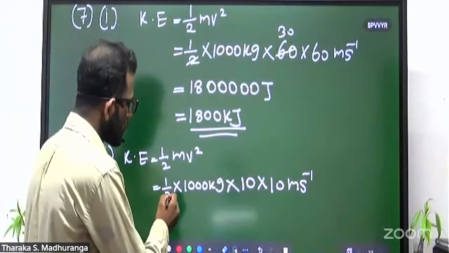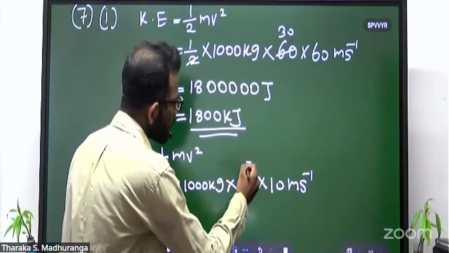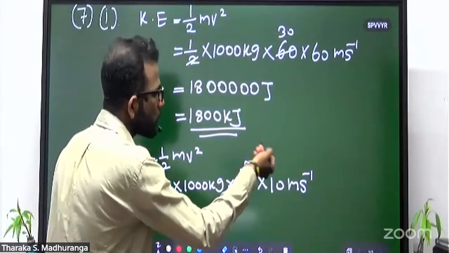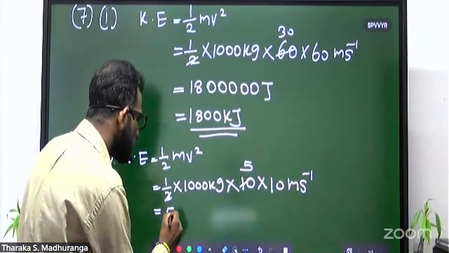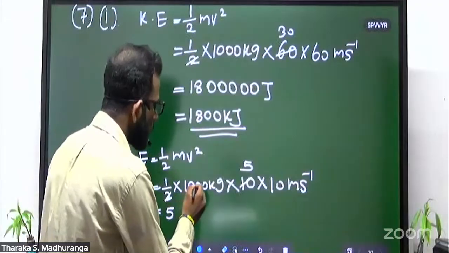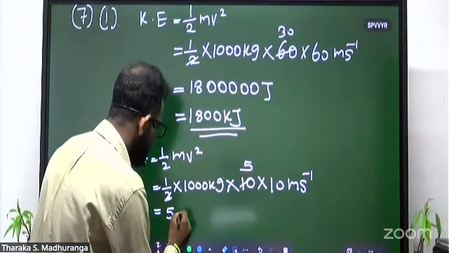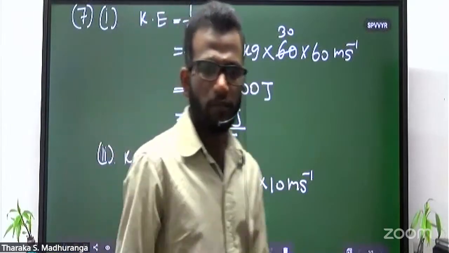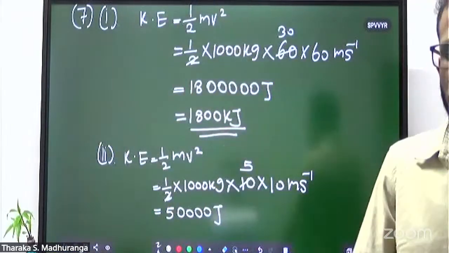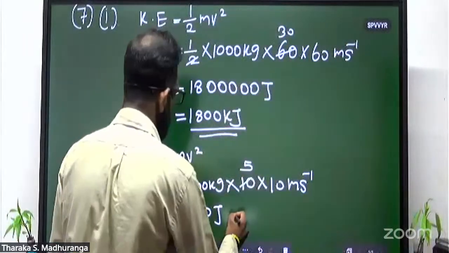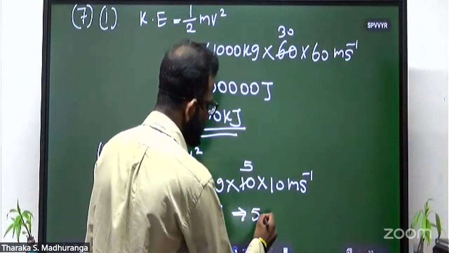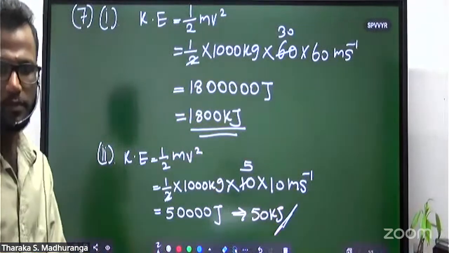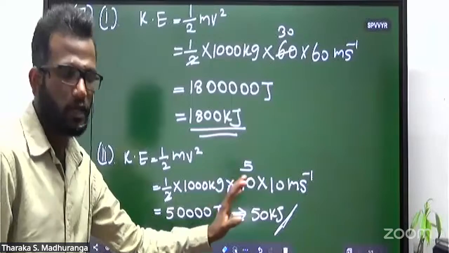Then 2 and 10 cancel, it is 5. Then 1 multiplied by 5, it is 5. 5 multiplied by 1, it is again 5. Then how many zeros? 1, 2, 3, 4 joules. It is 50,000 joules, which means 50 kilojoules.